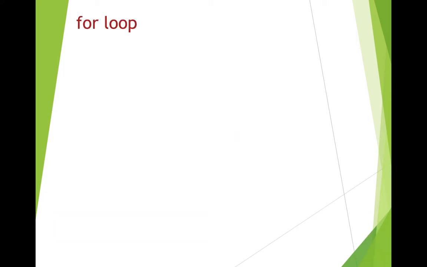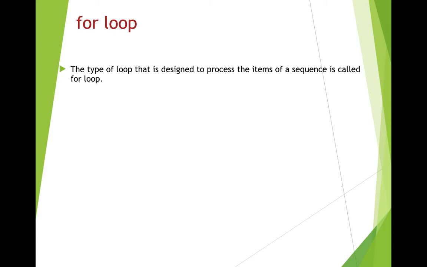So what is a for loop? As already discussed, this is the type of loop that is designed to process the items of a sequence. In case of a for loop, there will be some values within a range or some items within a sequence. Until all the items are processed, the parts within the loop will be executed.